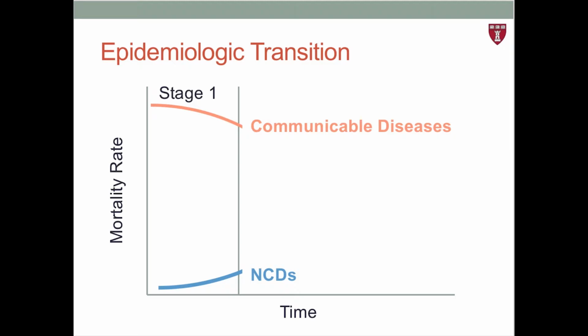So in stage 1, the mortality rate's much higher due to communicable diseases, and we see it much lower for non-communicable. So malnutrition and infections are high. In general, at this stage, life expectancy is low. And NCDs are more rare because people aren't living long enough to develop chronic conditions, and they're not exposed to the kinds of risk factors for non-communicable diseases. So we're still seeing risk factors like lack of clean water, for example, that lead to diarrheal disease in stage 1.